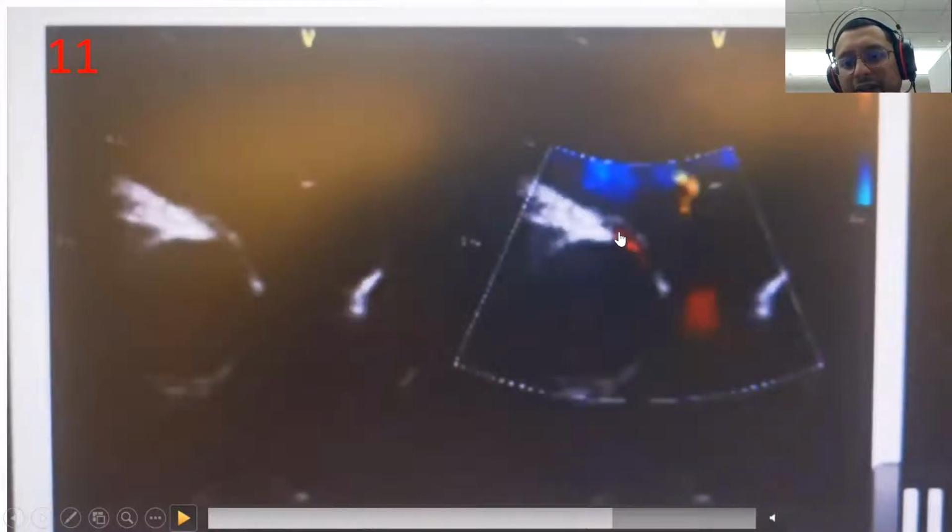Do you see this red thing here? Red is toward the probe, right? So the flow is from here going towards there. What vessel do you see here normally? Left coronary artery. And what vessel do you see there? Right coronary artery. So what is happening here?